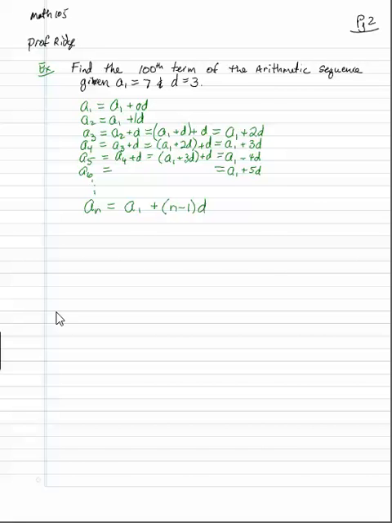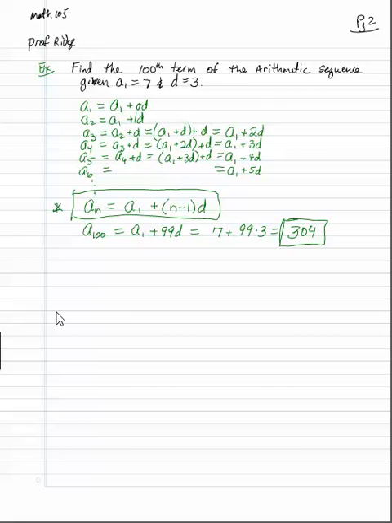So if we're at a sub 100, it is going to be a sub 1 plus 99d, which is going to be 7 plus 99 times 3, and punch that in your calculator and you get 304. And that's a lot quicker than trying to build the whole sequence up to the 100th term to figure out what the 100th term is. We want to look for that formula. Okay, so I'll rewrite this here. That's our formula for the nth term.